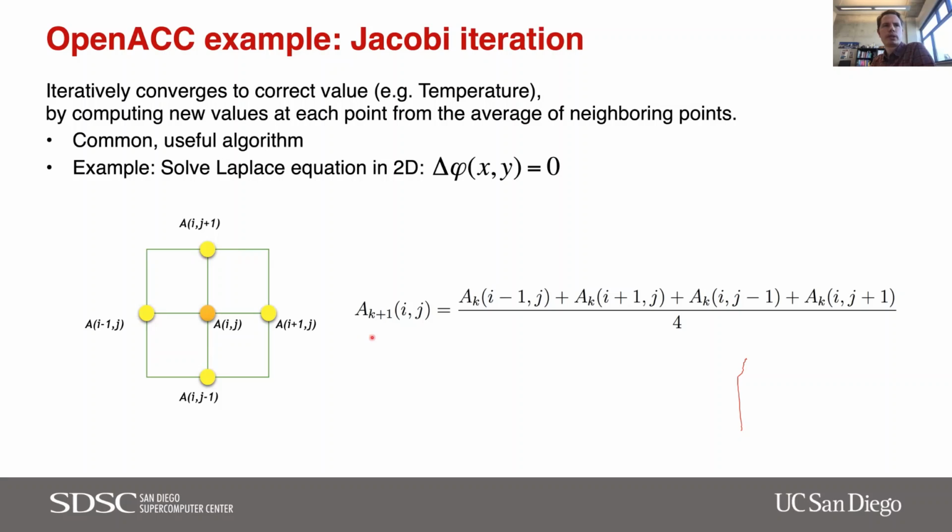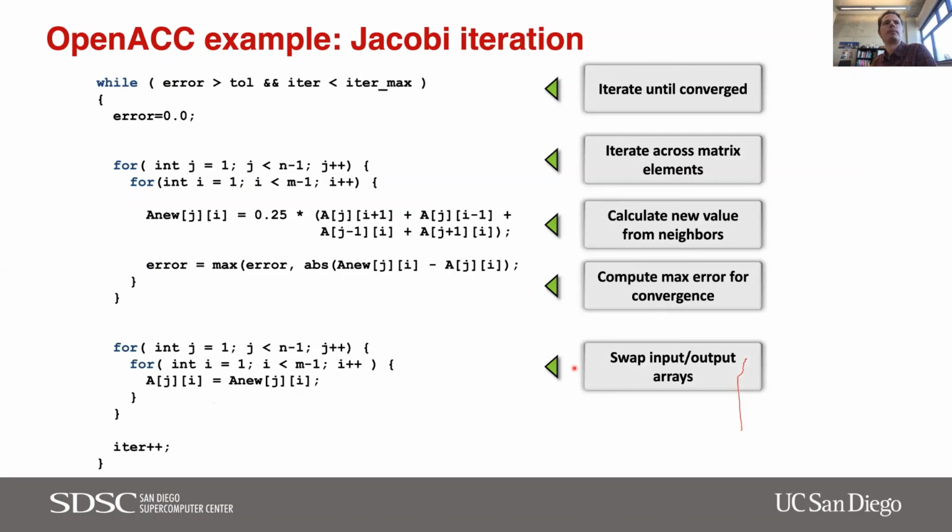So you have a matrix A at time step k, and at the next time step, you compute the element ij simply as the average of the values of the neighboring elements, i minus 1 j, i plus 1 j, and so forth. So that's all you need to know. This is how the source code looks like. So, well, this is what you know.